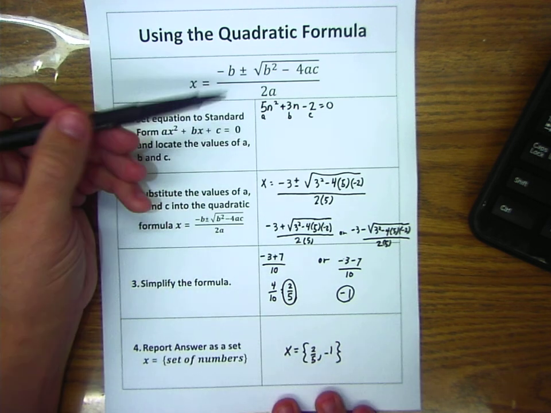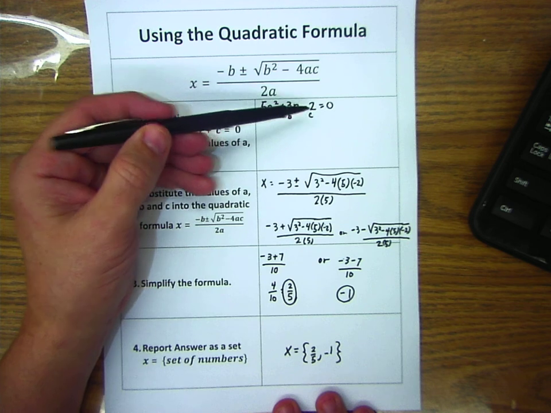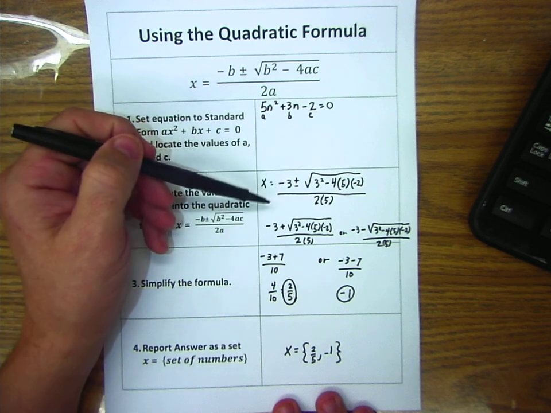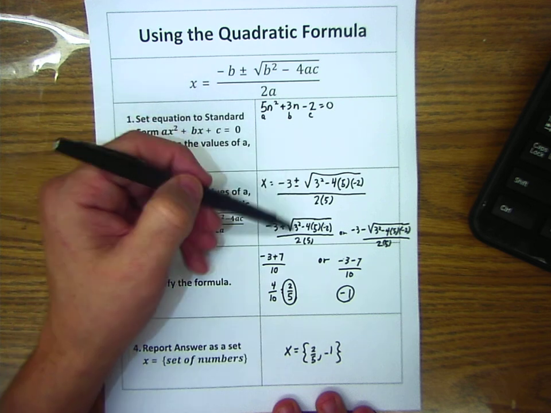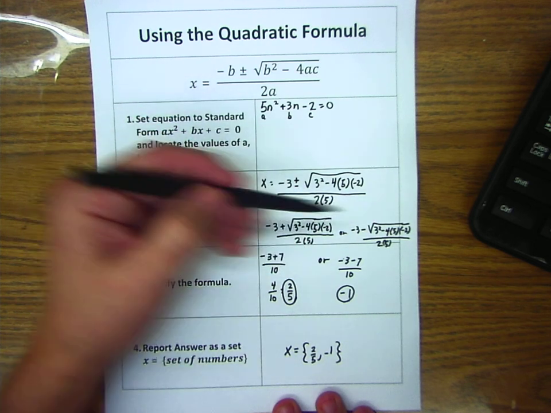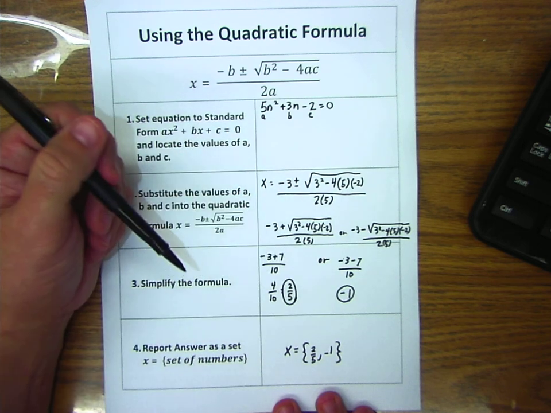So let's review that quickly. Make sure it's in standard form and identify your variables. Substitute the information into the quadratic formula, realizing that you have two equations. Solve each one of those equations, simplify it, and then report your answers in set notation.